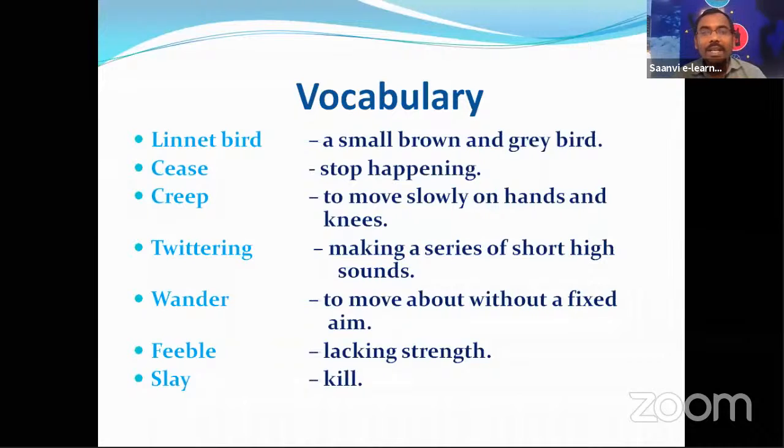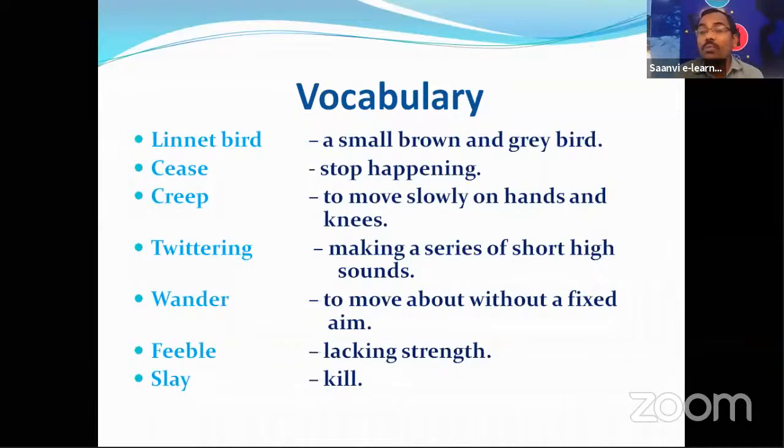Twittering, making a series of short high sounds. Wander, to move about without a fixed aim. You wander in the evening along with your friend, isn't it? When you are going back from school, you reach your home, eat some snacks, and go out to play with your friend. Sometimes you call your friend and wander here and there. There is no aim at all.